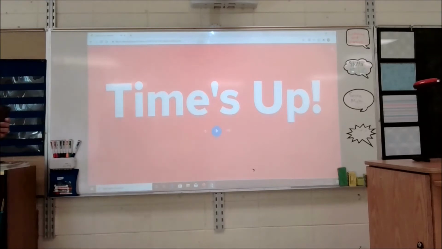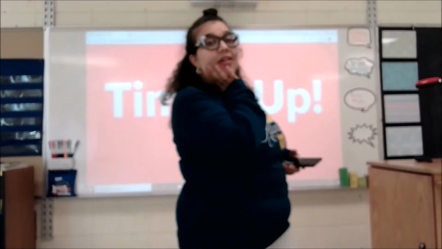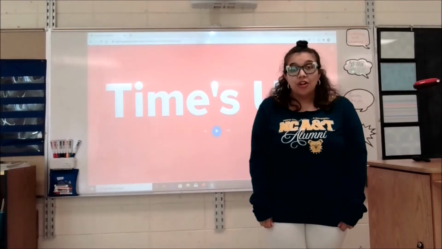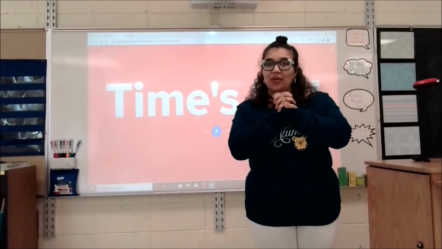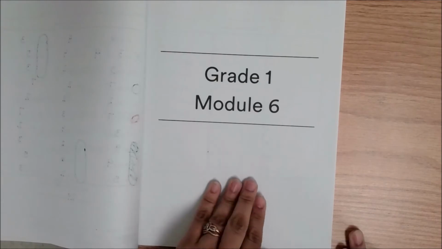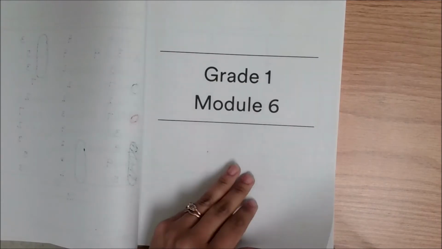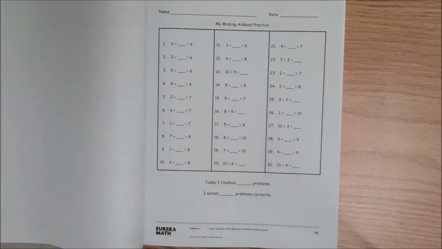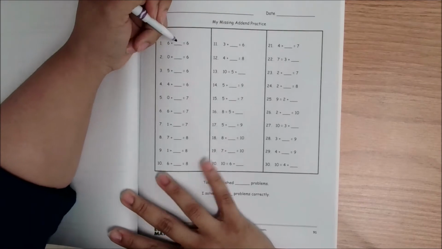Ding, ding, ding, ding, ding. We all heard that bell, which does mean time is up. So go ahead and stop where you're at, and we are going to go ahead and check our work. All right, let's go ahead. We are now in Module 6, and we said we were doing page 91, my missing addend practice. Let's go ahead, starting at the top, and answer the questions.